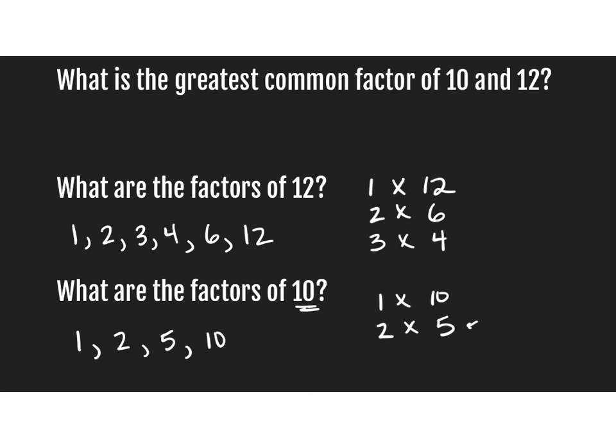So now I'm going to compare these two lists to see what is the greatest common factor between them. In other words, the biggest number that is the same between both of these lists. 1 never counts because every single number has 1 as a factor. So we need to see, is there another number that is the same between these two lists? And there's no 3, there's no 4, there's no 6, there's no 12. So it looks like 2 is the greatest common factor between 10 and 12.